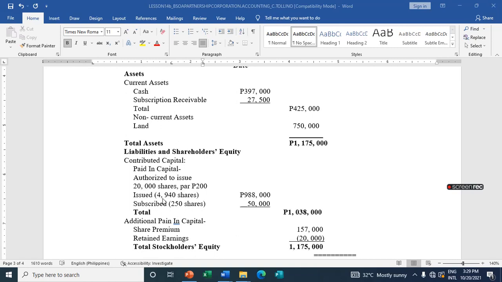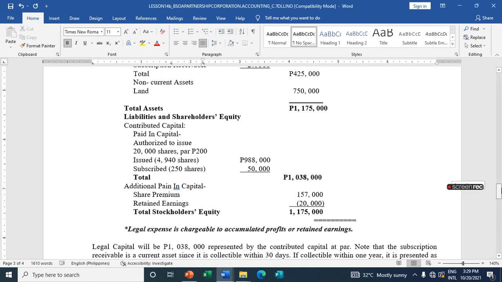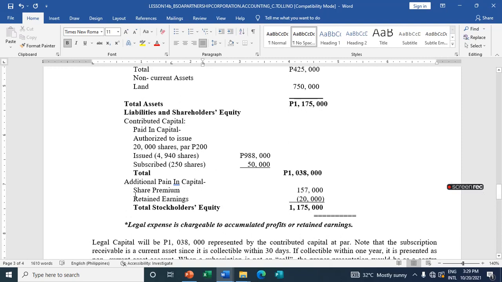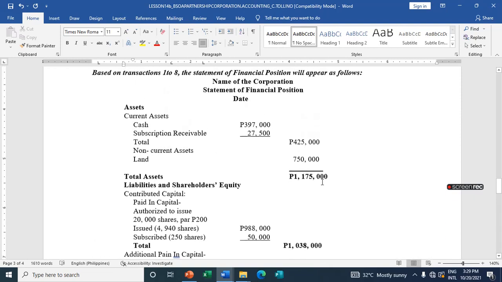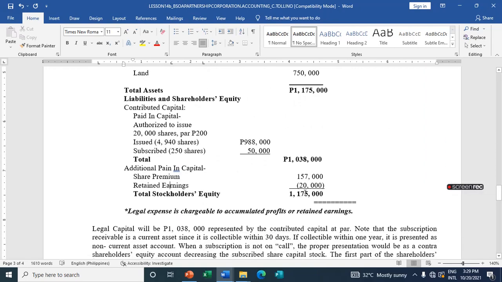That is from the 4,940 shares you issued, and your subscribed shares of 50,000, which we cannot yet call share capital because it has not been paid in full. So that is 1,038,000. And for additional paid-in capital, as we said earlier, we put the share premium here, which is 150,000, 67,000, and retained earnings of 20,000, for a total of 1,175,000. Of course, based on our accounting equation, assets equal liabilities plus shareholders' equity, so the amounts are the same.